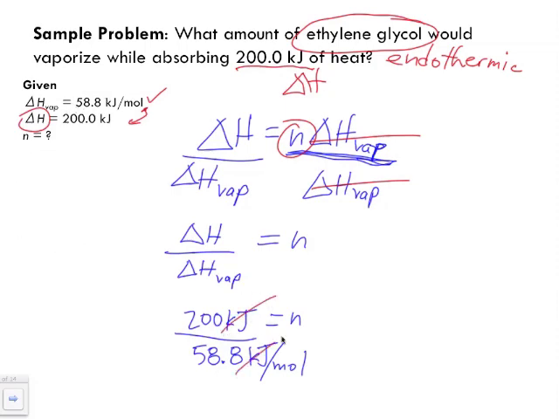Anyhow, kilojoules divide out, and all we're left with is moles. So our n value, when we divide them, equals 3.401 moles. So therefore, the amount of ethylene glycol that would vaporize when it's absorbing this amount of heat is 3.401 moles of ethylene glycol.